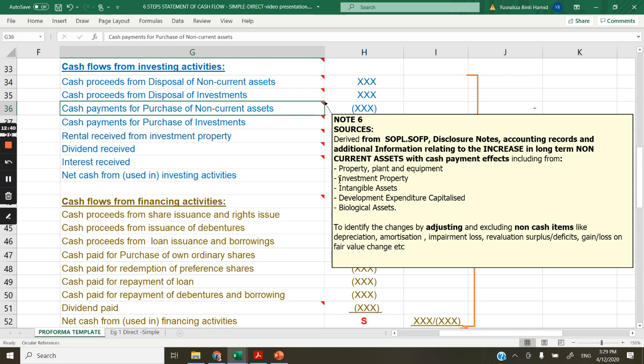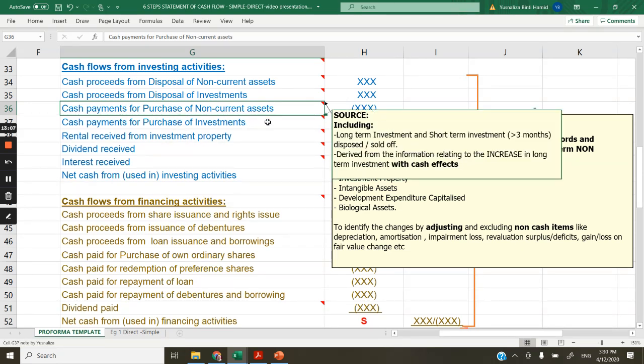How much is the cash spent? How much is the cash used for the purchase of IP, investment property, for the purchase of intangible asset, for the development expenditure that is capitalized under IAS 38, MFRS 138, and also the acquisition of biological asset using cash. So those has to be put separately here. And you should have a special rule for each of those items, right?